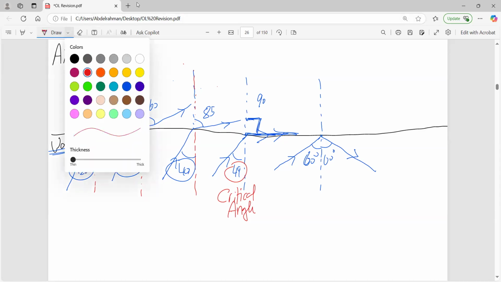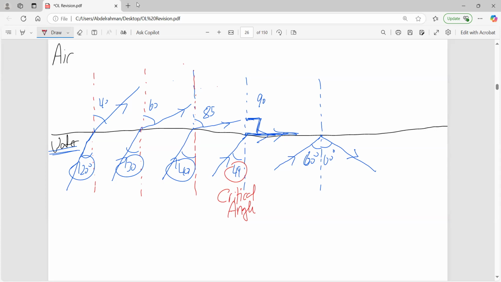We cannot say it's called reflection only. No, it's called total internal reflection. And actually total internal reflection is quite important. Why? Because we use it in our everyday lives, such as in the fiber cables. We do use it in the optical fiber cables.